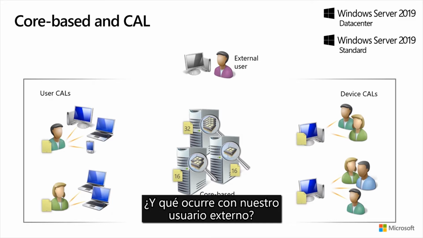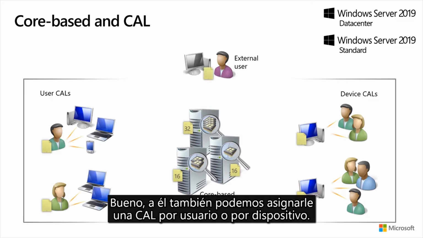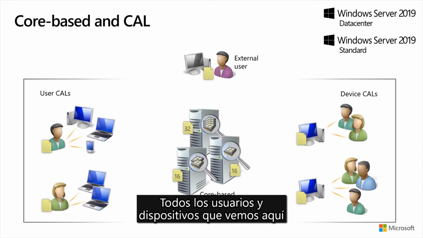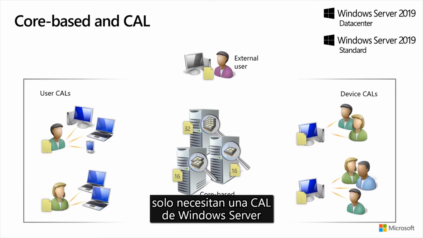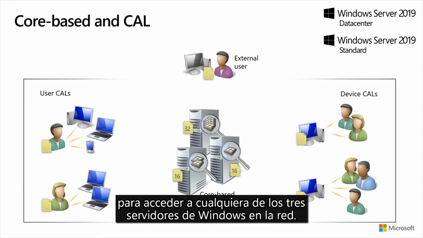But what about our external user? Well, we can assign a user or a device CAL to him as well. So all of the users and devices that we see here just need one Windows Server CAL to access any of those 3 Windows servers on the network.